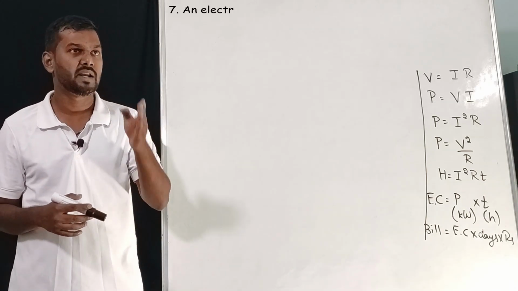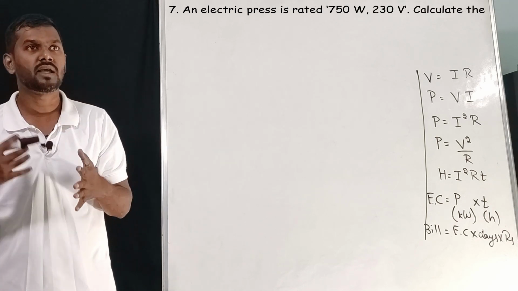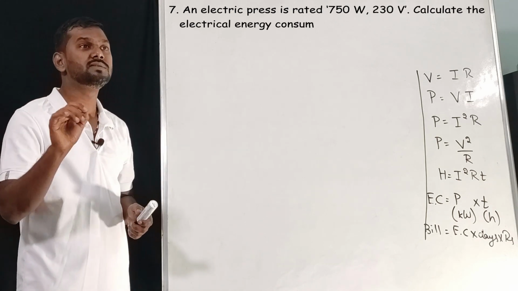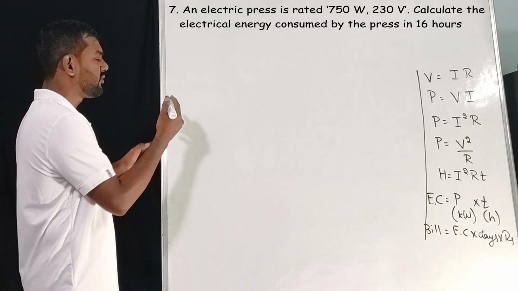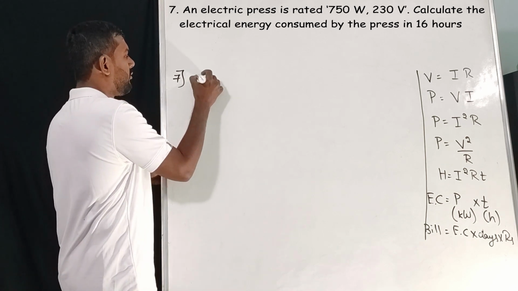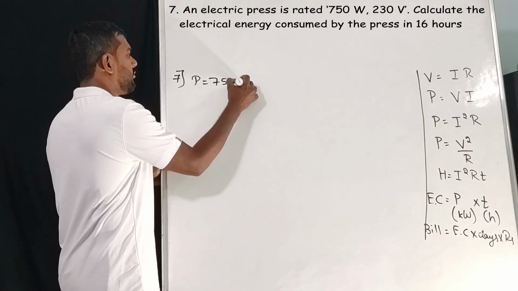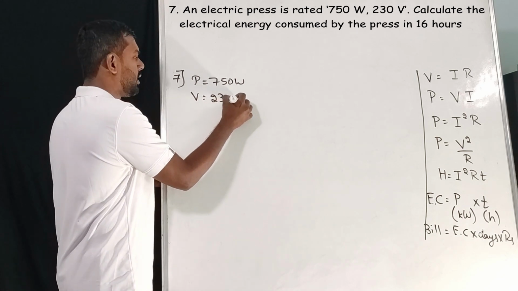Question number 7. An electrical press is rated 750 watt and 230 volt. Calculate the electrical energy consumed by the press in 16 hours. See, here the number of days is not given. Assume it as 1. So we'll write the given data. Question number 7. So power is equal to 750 watt and voltage is equal to 230 volts.